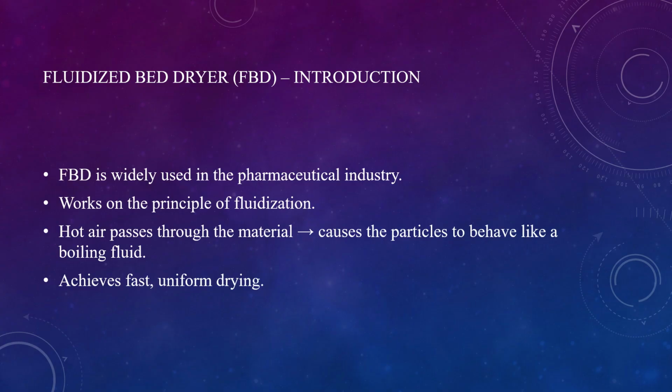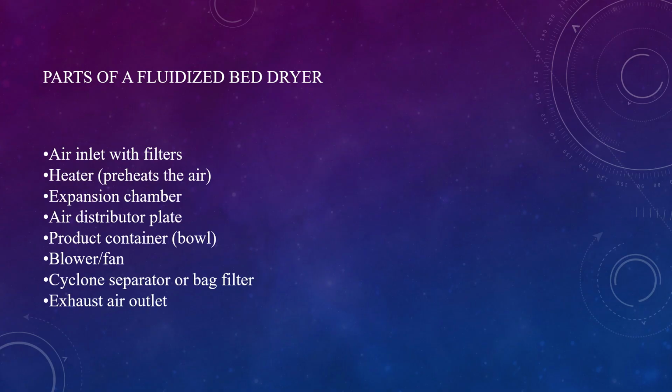Before seeing how it works, let us look at the different parts of a fluidized bed dryer. The major parts of FBD include the air inlet with filter, a heater to warm the air, an air distributor plate, a product container or bowl, a blower to circulate air, and an exhaust system like a cyclone separator or a bag filter. All these components work together to ensure efficient drying.